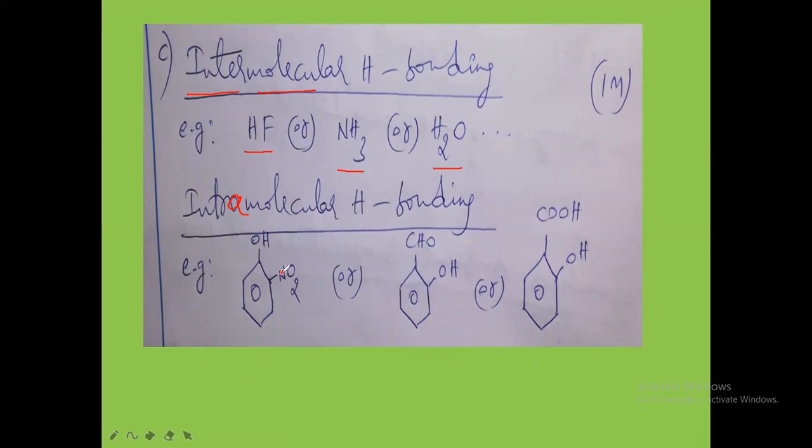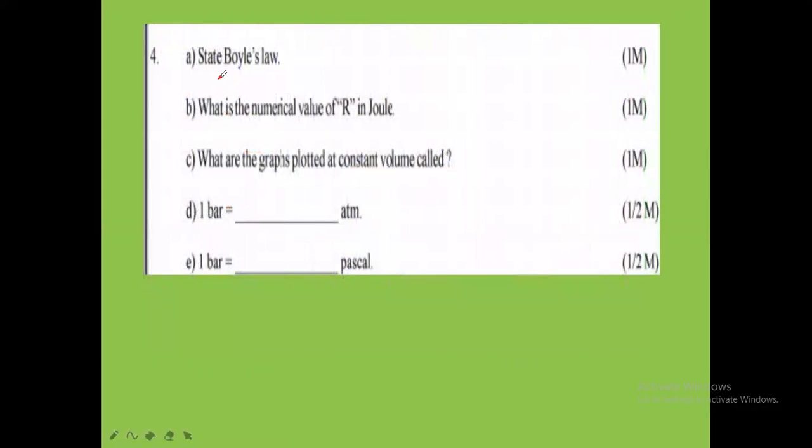So what are the examples? Orthonitrophenol, orthohydroxy benzaldehyde, orthohydroxy benzoic acid. In these, within the same molecule, hydrogen bonding will be there, between hydrogen and oxygen. So what type of hydrogen bonding will be there here? Intramolecular. Intra means within.